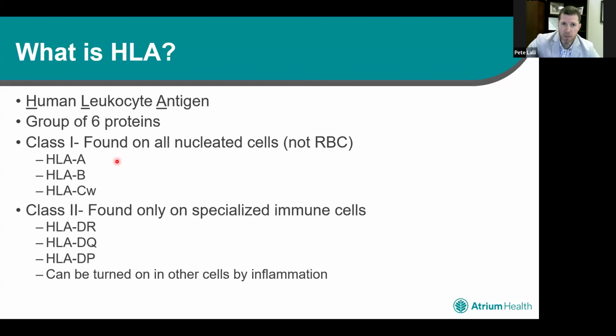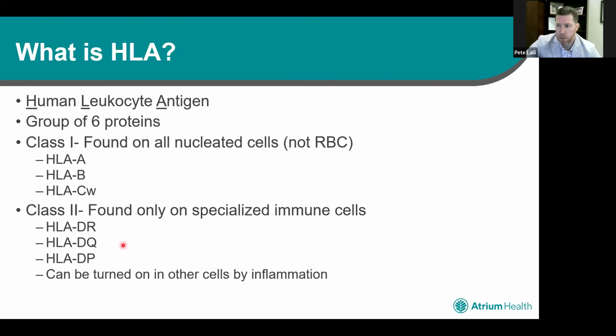We are scientists, obviously. We're not incredibly creative, so we named them A, B, and C initially on the class 1 side. Class 2, on the other hand, are found only on specialized immune cells. These are all of the antigen-presenting cells in our body, like our B cells, dendritic cells, monocytes, and macrophages. The jobs of these cells are to go around and sample the environment, take pieces of it, and show them to the T cells that we have. In those cases, they're shown through these class 2 molecules. Again, we initially called these D, and then we realized that there were more of them, and they were split into smaller categories. So we have HLA-DR, DQ, and DP.